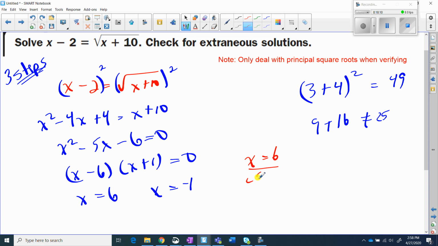The left side will be 6 minus 2, which is 4. Notice I'm not putting an equal sign, I'm just putting a line there. Right side, the square root of 6 plus 10 is the square root of 16. And the square root of 16 is 4. Remember, we're only going to do principal square root here. We're not going to do the plus or minus bit. All good. I'm just going to put a check mark by 6. I'm going to now check negative 1 and see what happens.